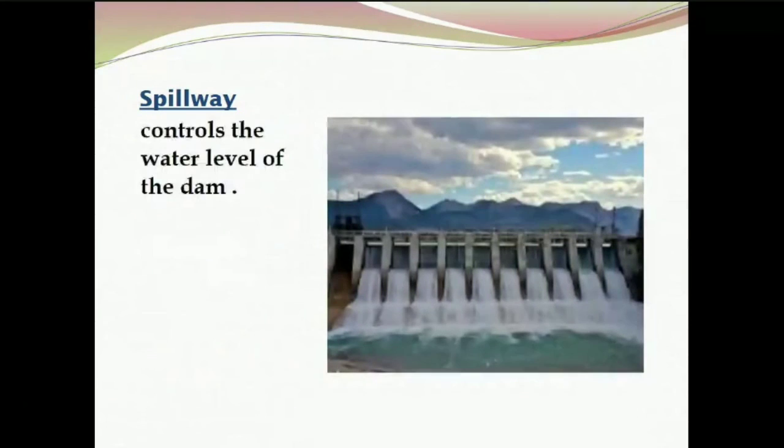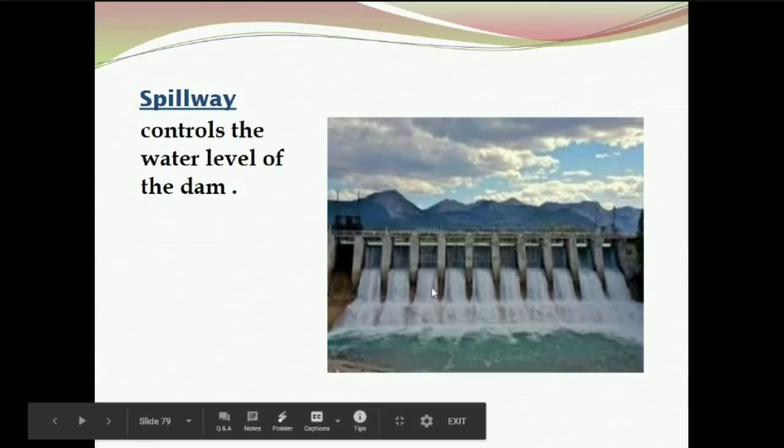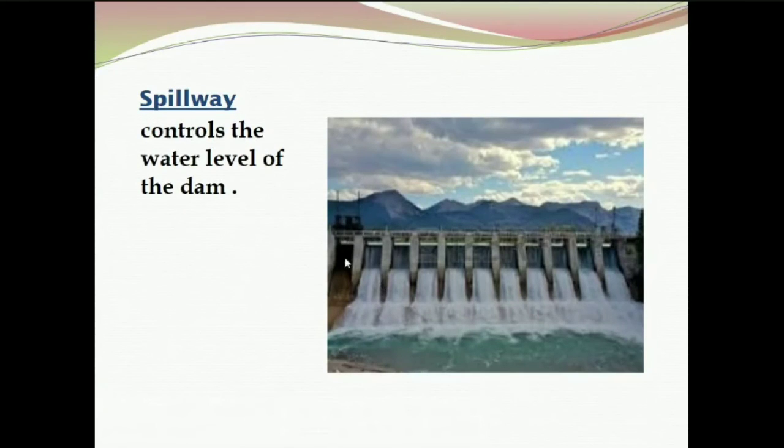Spillway. It controls the water level of the dam. Whenever the water rises above the maximum water level of the dam, water has to be sent out. So, in order to send this water out from the reservoir, we are having spillways. Spillways are provided with shutters. So, whenever we have to send out the water, the shutters will be opened and water will be sent out of the reservoir. It prevents the overflow of the dam.